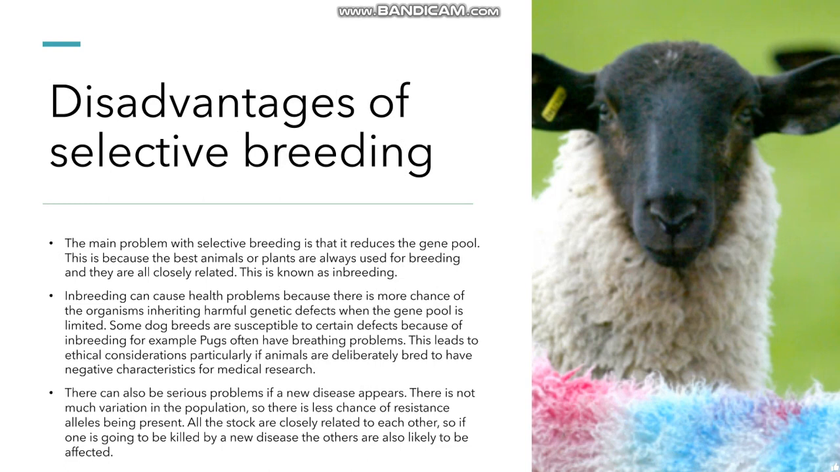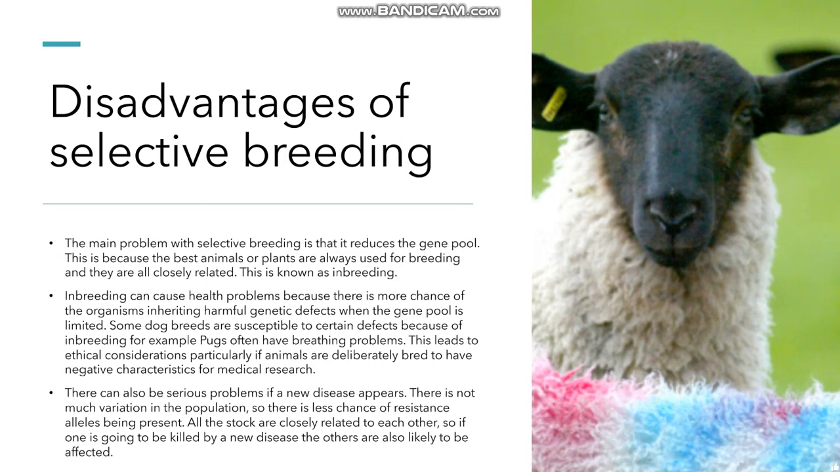Disadvantages of selective breeding. The main problem with selective breeding is that it reduces the gene pool. This is because the best animals or plants are always used for breeding and they are closely related. This is known as inbreeding. Inbreeding can cause health problems because there is more chance of the organisms inheriting harmful genetic defects when the gene pool is limited.